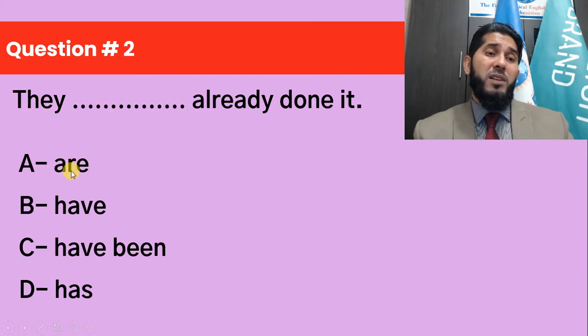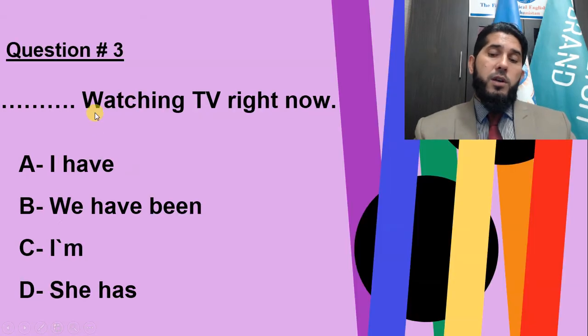They are already done it. They have already done it. So B is the correct option. And they have been already done it, that is also not correct because been could be used in passive form and this is active form. Has is not correct because it doesn't go with the subject. The subject is not third person singular. It is a plural subject.